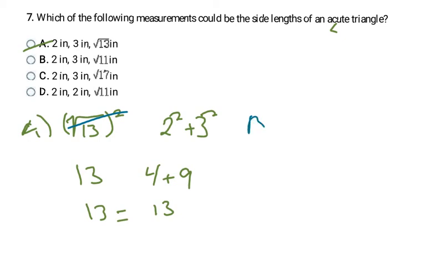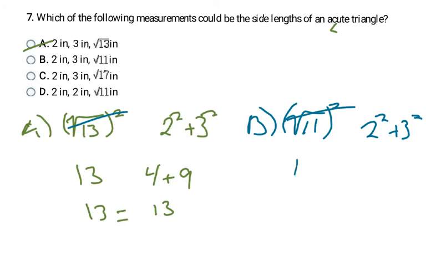So now I'm going to look at choice B. Here, the square root of 11 is still the biggest number, so that's going to be my hypotenuse side, so I'm going to square it. And then I want to see how it compares to the other side where I have 2 squared plus 3 squared. The square root and the square cancel, and I'm just left with 11 on the left. And then I have 4 plus 9, which is 13. And 11 is less than 13. So this one, B, it makes an acute triangle, so that's my answer.